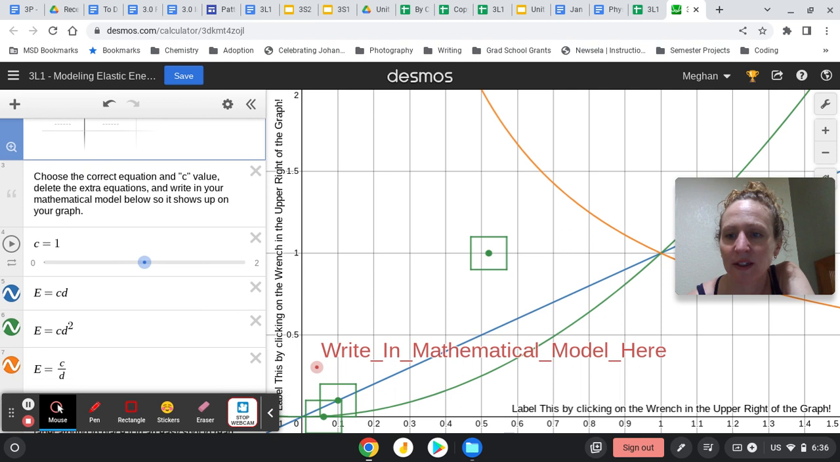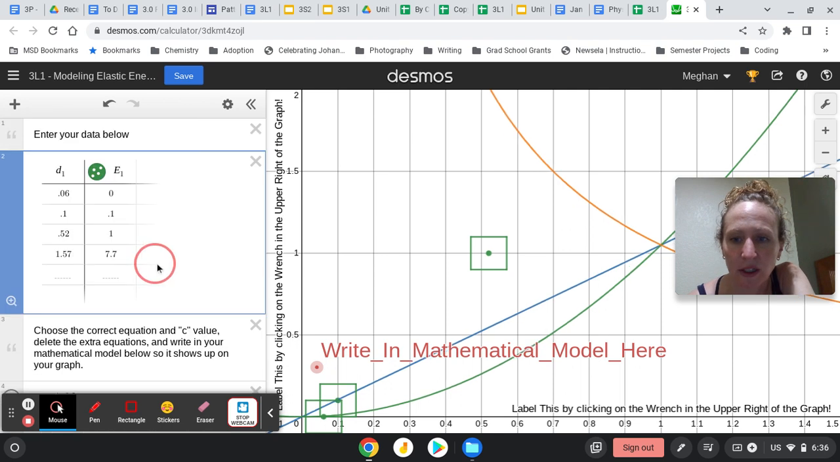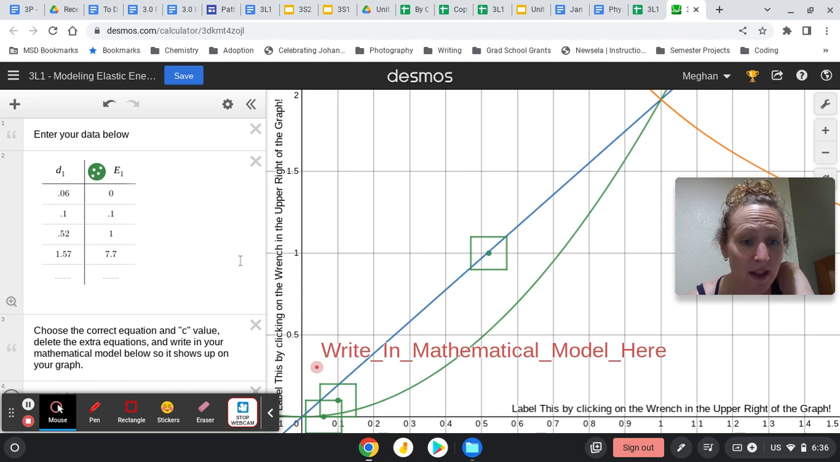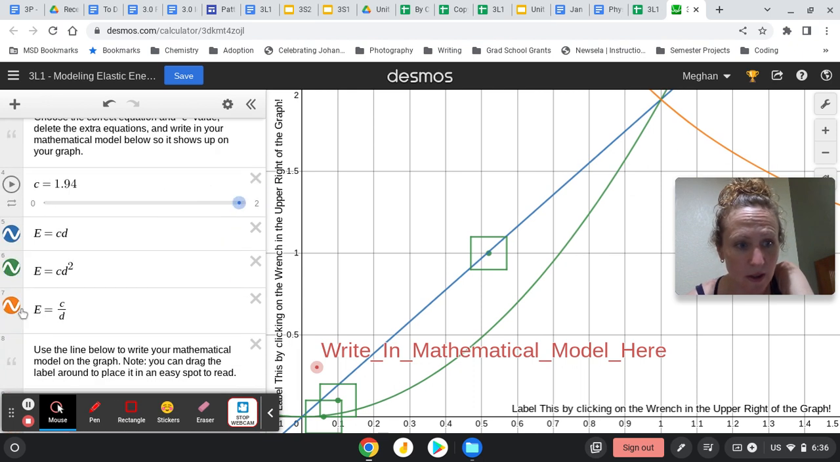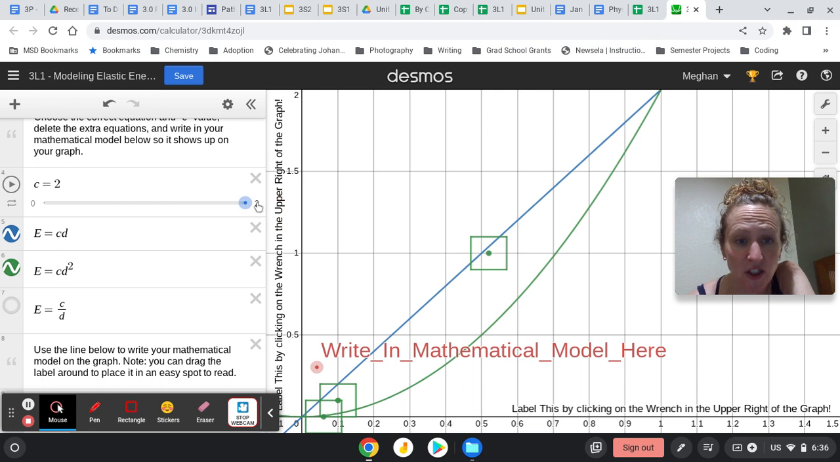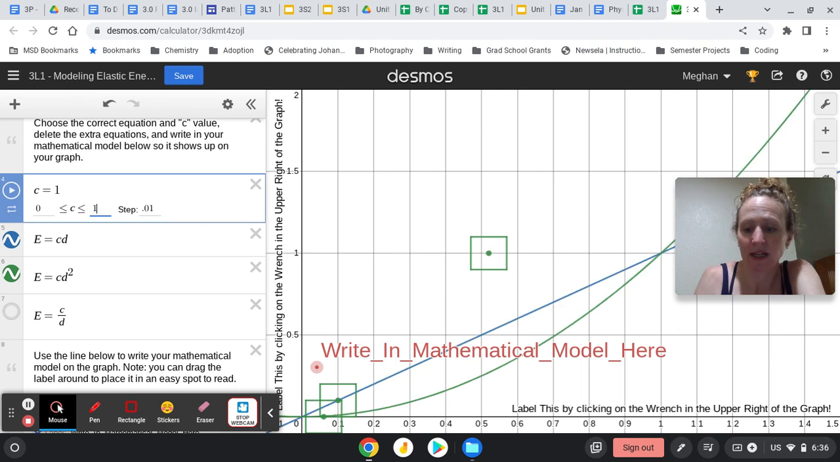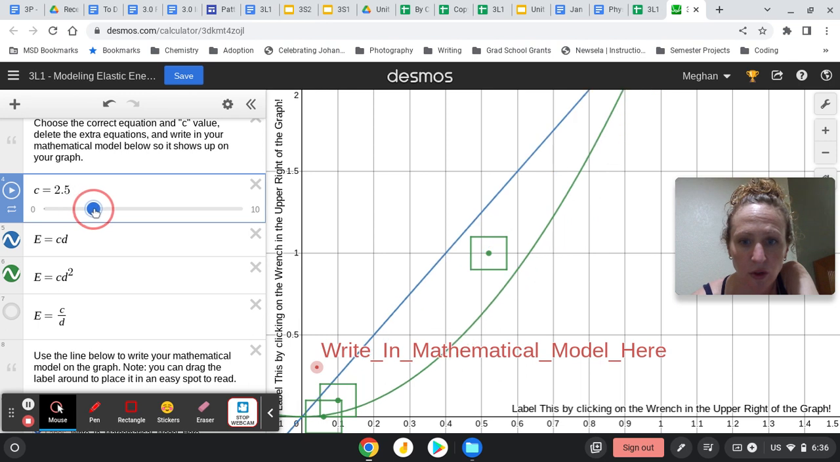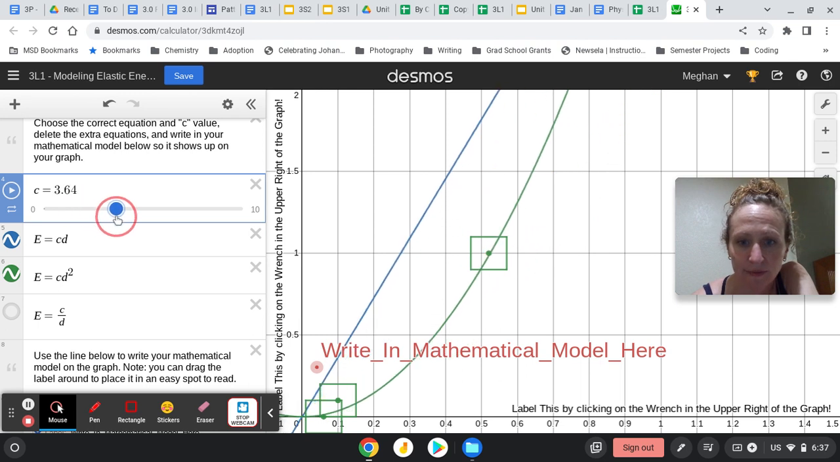Let's go down and play with our slider and see if we can get one of these to fit. Okay, so the yellow definitely doesn't fit. I'm going to click off of that. The blue is not going through those first 3. But I'm going to have to change my slider. So I need a little bit more range here. I'm going to click on that 2 and make it a 10 just to give myself a little bit more range to play with. So I'll continue moving that slider.